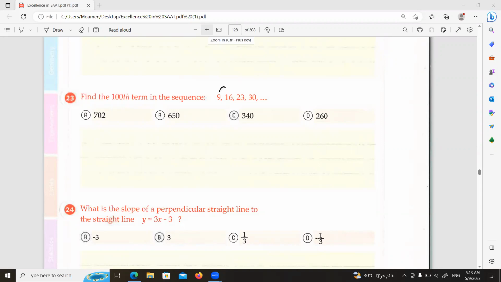طبعا يا مستر، 9 becomes 16 أنا عملت بلس 7، والـ 16 becomes 23 بلس 7، والـ 23 becomes 30 بلس 7. يبقى أنا شغال أرثماتيك، كل مره بعمل بلس. والـ d بتاعتي يساوي 7 والـ a1 اللي هو الفيرست تيرم بتاعي يساوي 9. خلصت يا مستر. أنت محتاج الـ a100، هستخدم قانون الـ an.